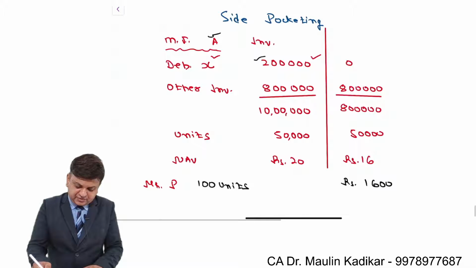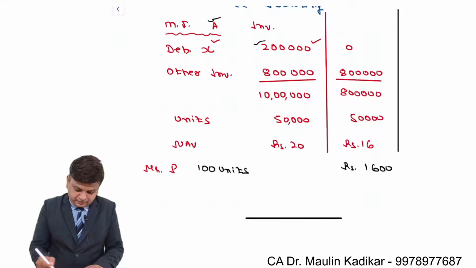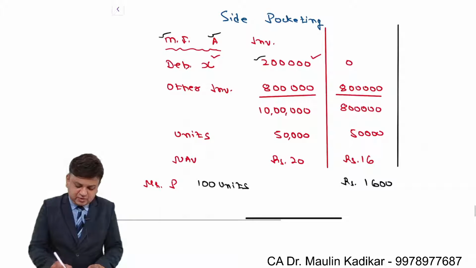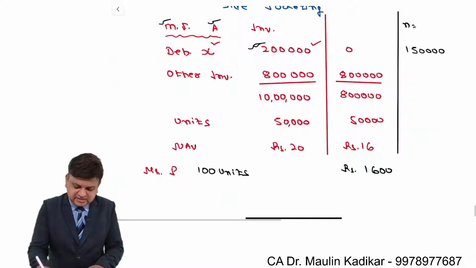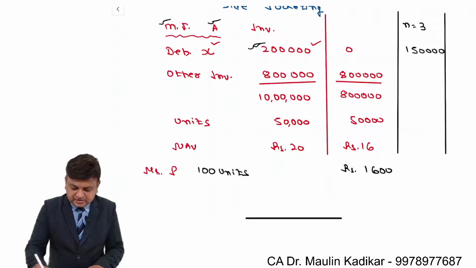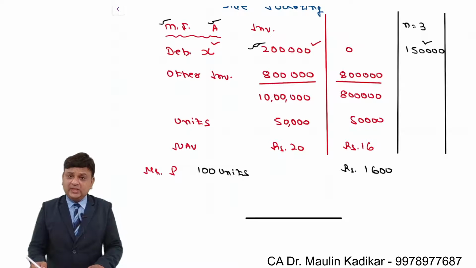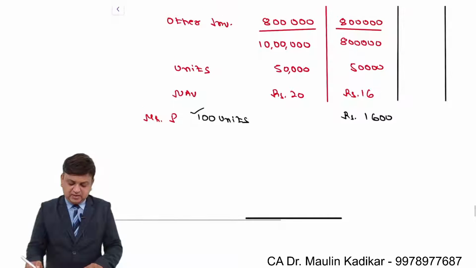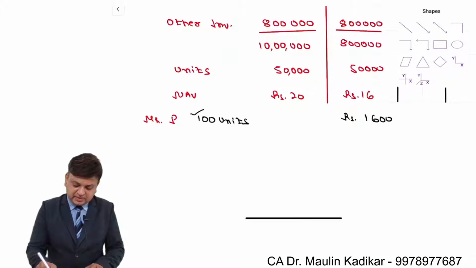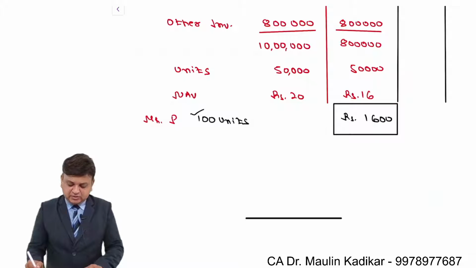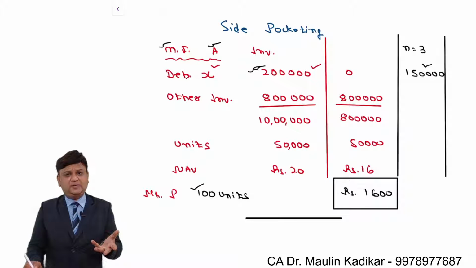Let us say that after 3 years, mutual fund A is able to recover, out of this 2 lakhs of rupees, let us say 1,50,000 rupees. It happens like this, after 3 years. In that case, from this 1,50,000 rupees, will anything be given to Mr. P? The answer is no. Why? Because he has already redeemed his investment after the downgrading of the value of the investment.